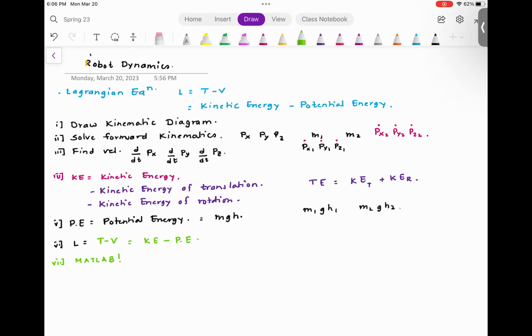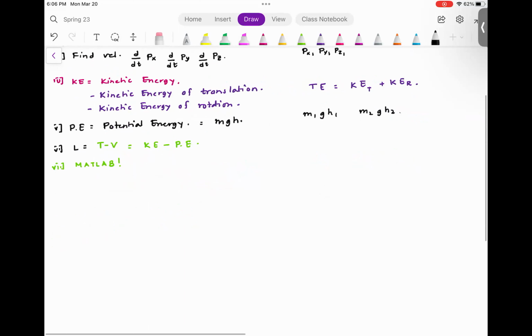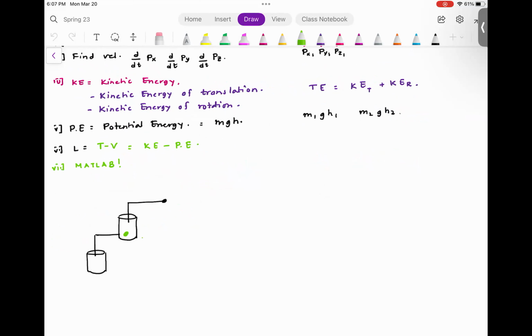Now, there are some variations to this. Let's start with a very simple problem, and then gradually we'll make these problems more and more complicated. So imagine the first problem that I'm going to solve is you have a revolute joint, and this revolute joint is attached to this revolute joint, and let's assume that there is mass m1 and there is mass m2, and we have done the forward kinematics for this.